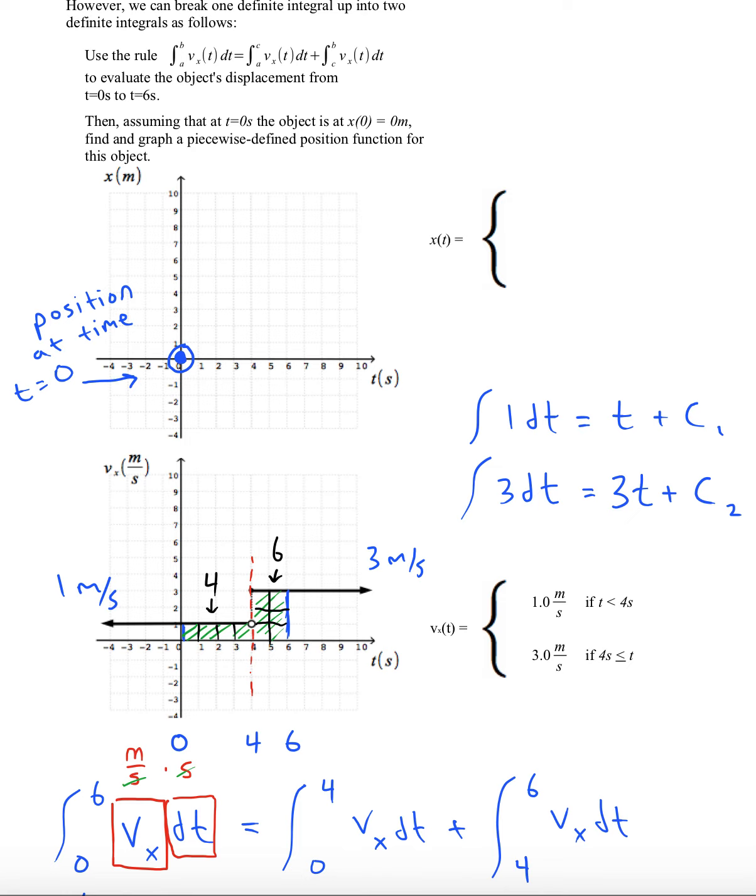Now, from the information given, I can actually find that first constant c1 pretty easily. It's going to be 0. That's because during this interval, they had said the object would be located at an x of 0 at t equals 0. So we're going to want t plus 0 whenever the time is less than 4. That'll be the function that it follows.